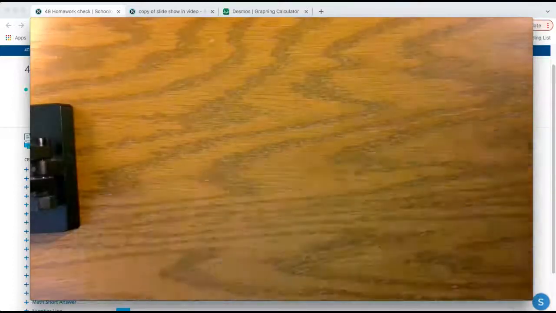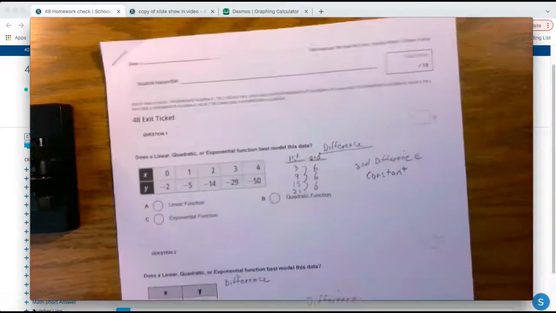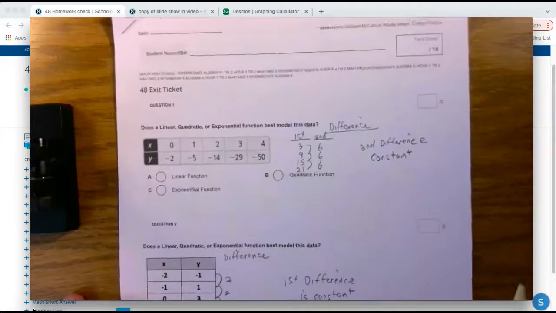Okay, guys, and the last thing, the worksheet. After the worksheet was the exit ticket. I went ahead and printed it. I'm just going to go through it quick. For this first one here, I calculated the first difference, and then the second difference all turned out to be constant. The second difference was constant, so you know which one that is.